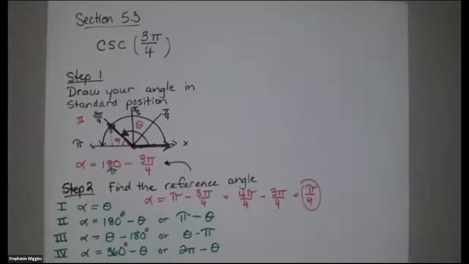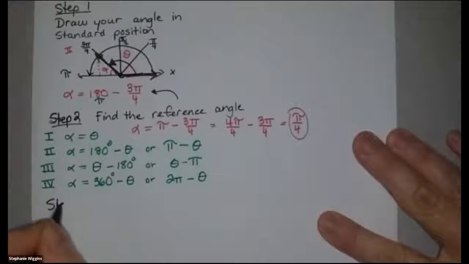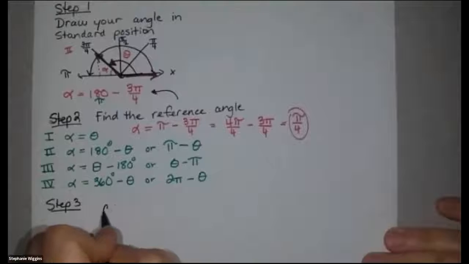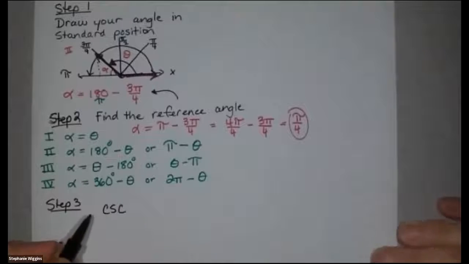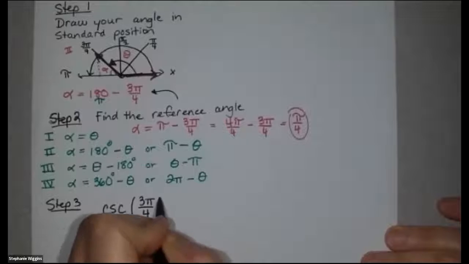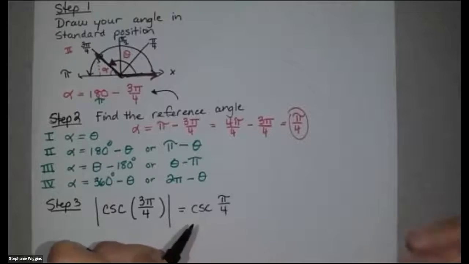All right. So step 3 now, you want to calculate your function with your reference angle, okay? So the cosecant of 3 pi over 4, in other words, the absolute value of this function is going to equal cosecant of pi over 4.